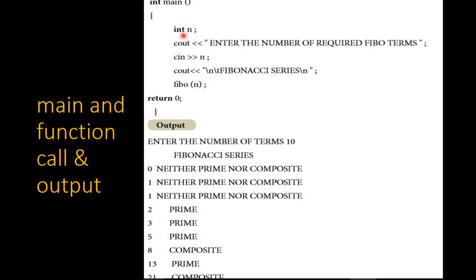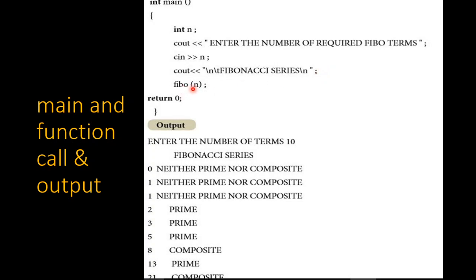So int n, and cout displays on the screen: enter the number of required Fibonacci terms. Then cin n gets the number from the user, and then it prints the Fibonacci series. This \n\t will give you a tab space, and \n\n will give the next line to print. It will print one by one, and then once the display is over, you have to just call the function Fibon.